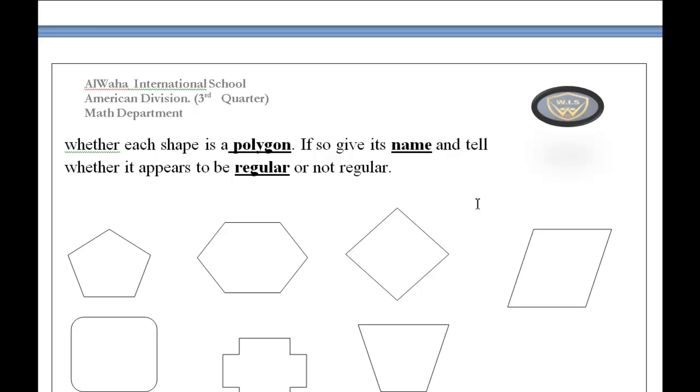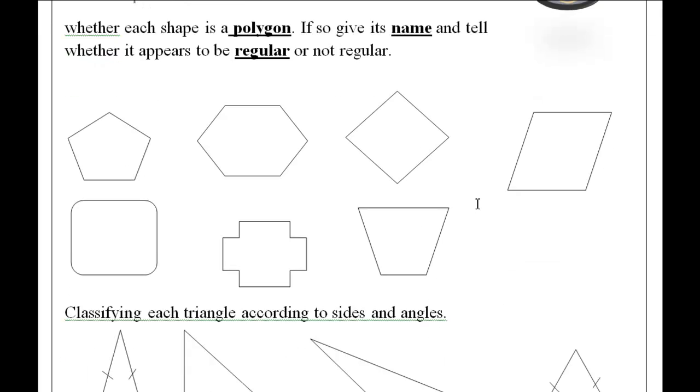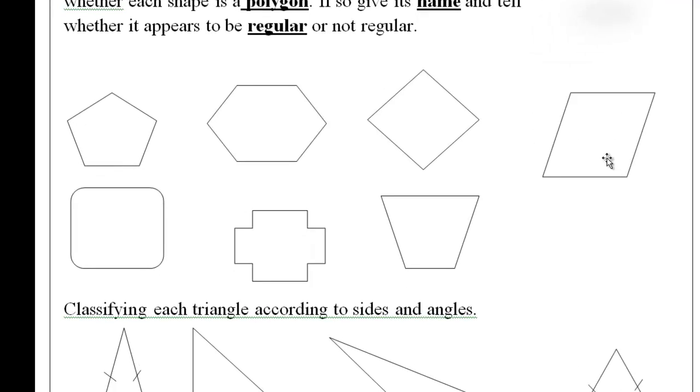Okay, what we have in the next question: tell whether each shape is a polygon. If so, give its name and tell whether it appears to be regular or not regular. So let's understand each one separately. What's the meaning of polygon? We said polygon shapes have straight sides and are closed. If it's an open shape, it's not a polygon.